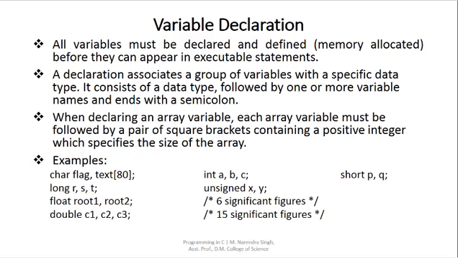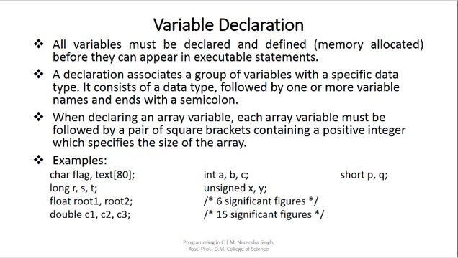Examples of variable declaration are: char flag, text[80]. Here, flag is a char data type and it can store a single character constant. And text[80] is an array of char data type. It can store a string of characters having a maximum of 79 characters, because the last element of the array will have to be the null character to indicate the end of the string stored in the array text.